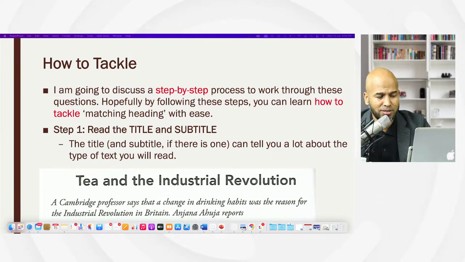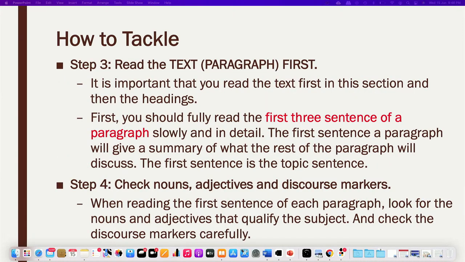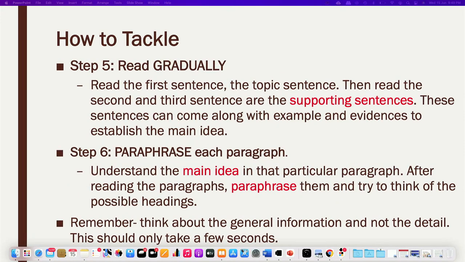Step number one is read the title and the subtitle. Step number two, recognizing the structure. Step number three, read the text, the paragraph first, of course. So the title, the subtitle, knowing the structure, and read the paragraph first. And then while reading the paragraph, check the adjectives, discourse markers, nouns, the subject carefully. And step number five, read gradually. First sentence, second sentence, third sentence. Okay?